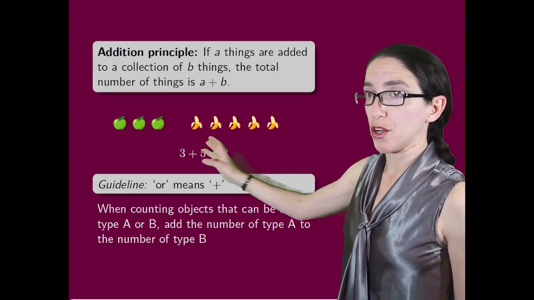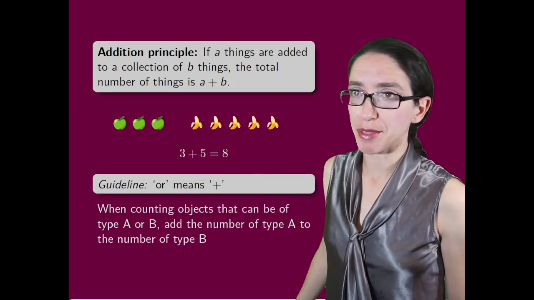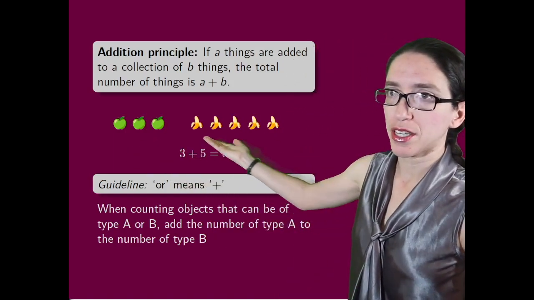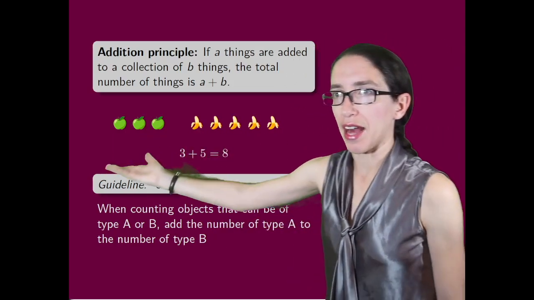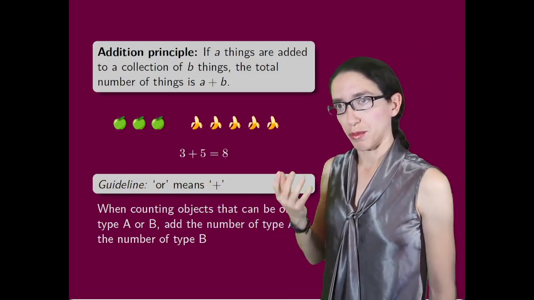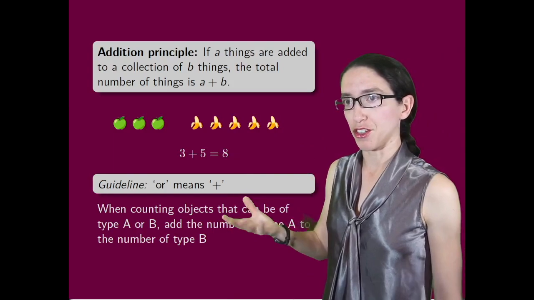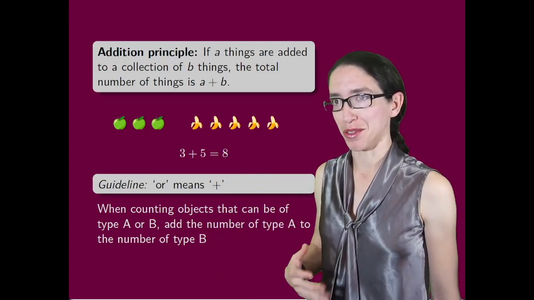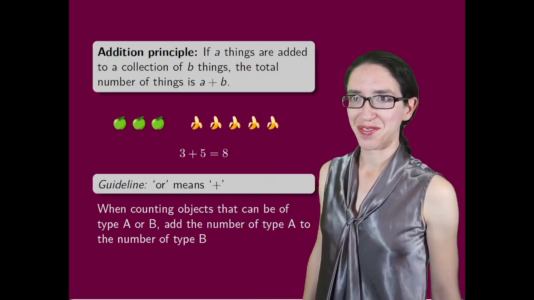For instance, if we wanted to know how many fruits are shown on this page, well, we could first count the apples, 1, 2, 3, and then count the bananas, 1, 2, 3, 4, 5, and then add them all together and get 8. And so if you see "or" in a problem, or you realize you can break the thing you're trying to count into different cases, that's a way that you can use the addition principle to count more objects. Here's an example.